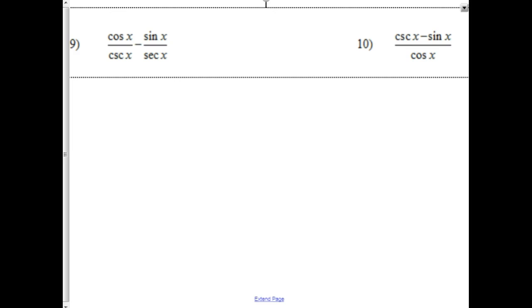Number 9. Now I'm just going to keep going with these. We're probably going to run over until the next day, and that's okay. We'll just pick up where we left off, okay?